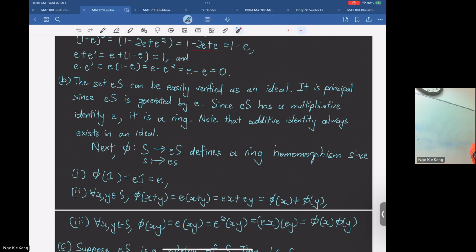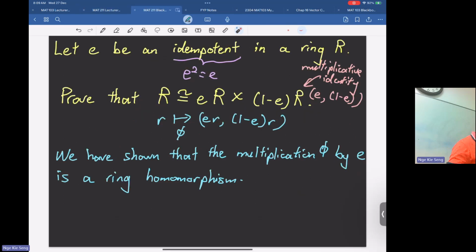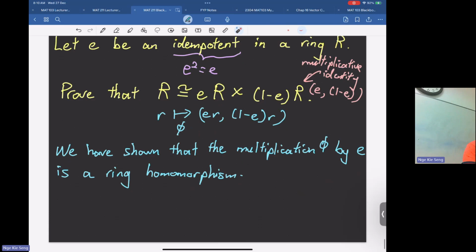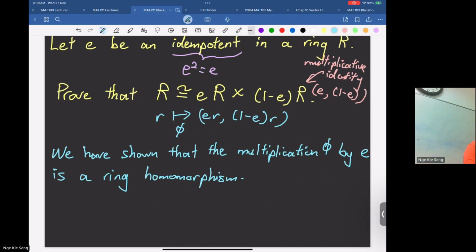Okay, so we show that this is the ring homomorphism. To show this is an isomorphism, we need injectivity and surjectivity. Okay, last time we briefly talked about surjectivity. So we need to take a (u, v) in ER cross (1 minus E)R.